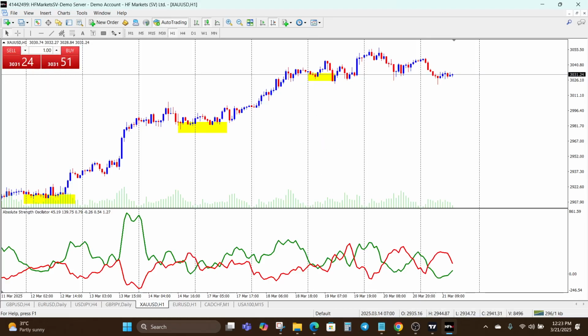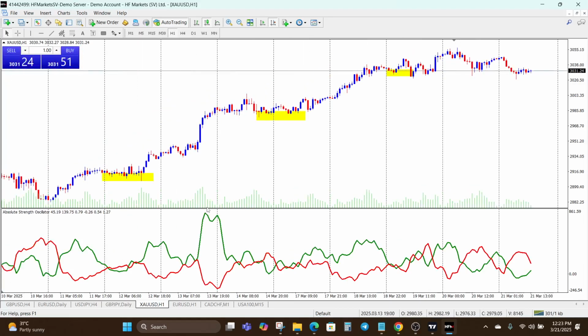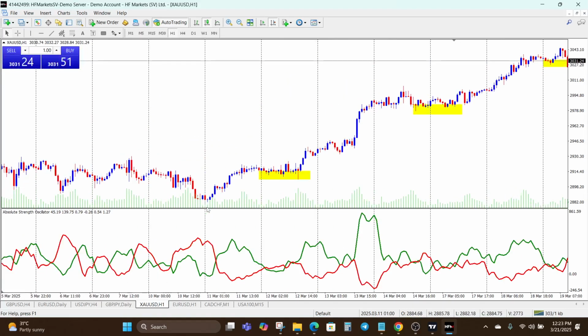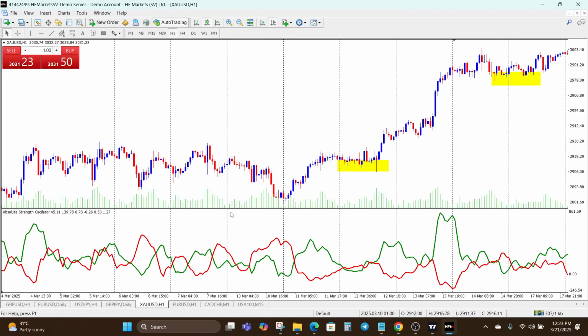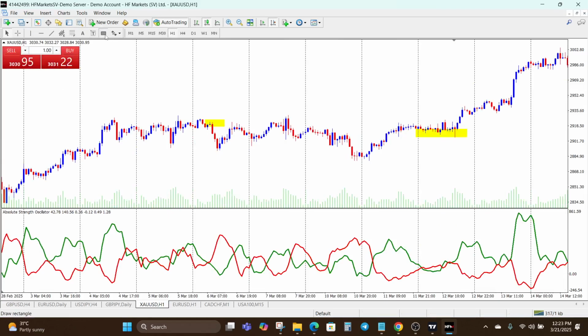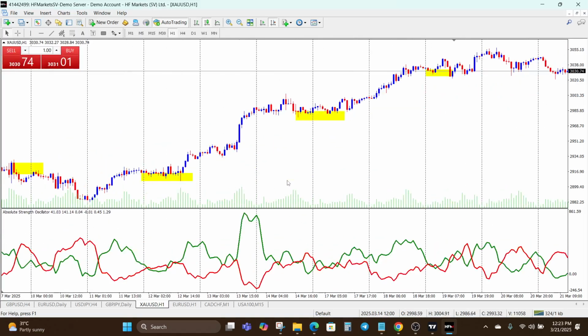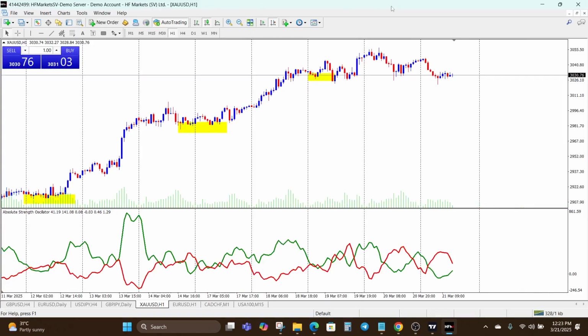On the other hand, when the red line crosses above the green line, it signals bearish momentum. So in that case, you can see that we had a sell opportunity around here, and we had another sell opportunity around here when this crossover happened, another around here, and another sell opportunity when this crossover happened, probably somewhere around here, I guess. So that is how the indicator gives its signals.